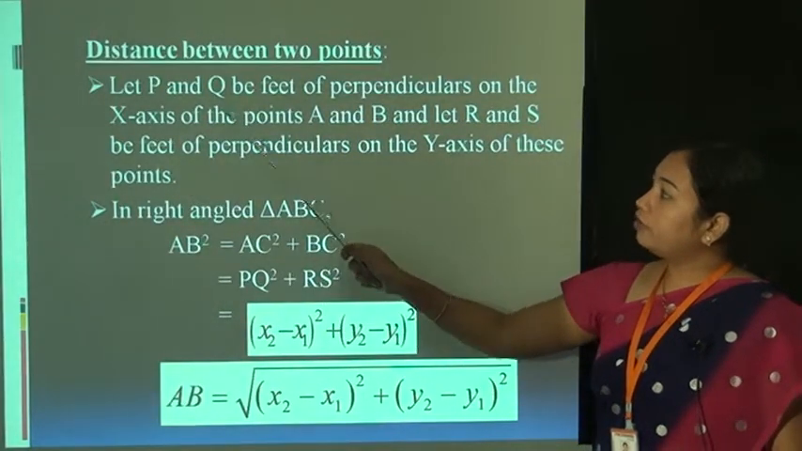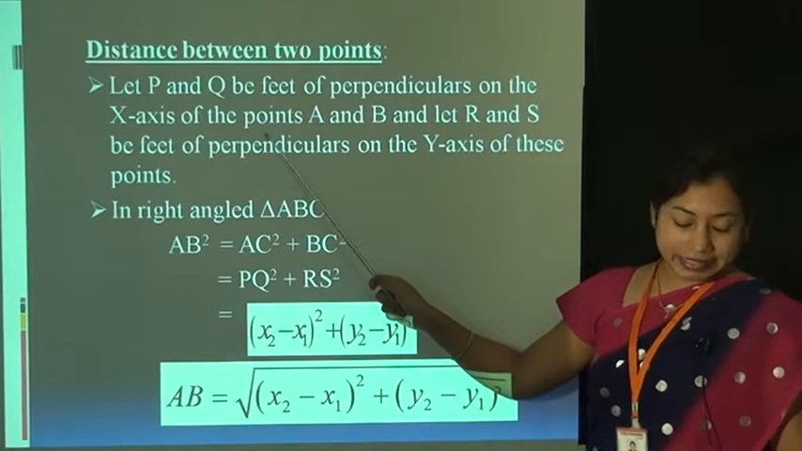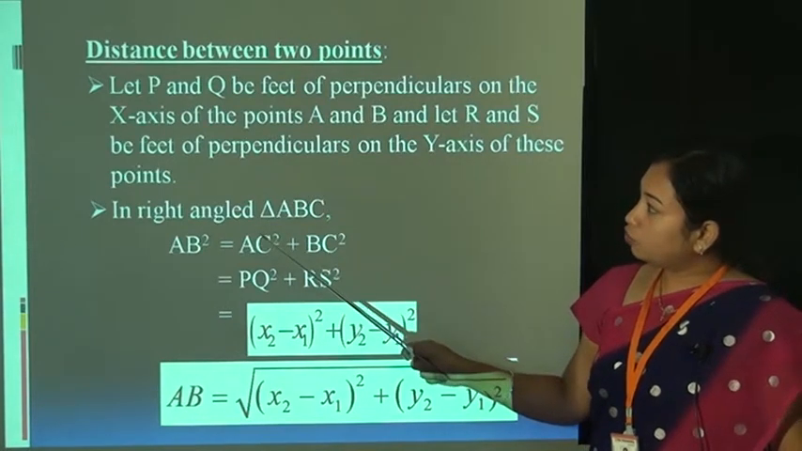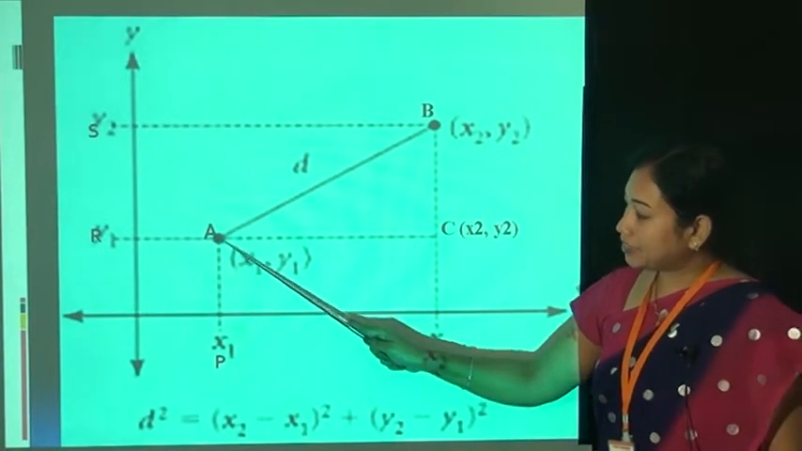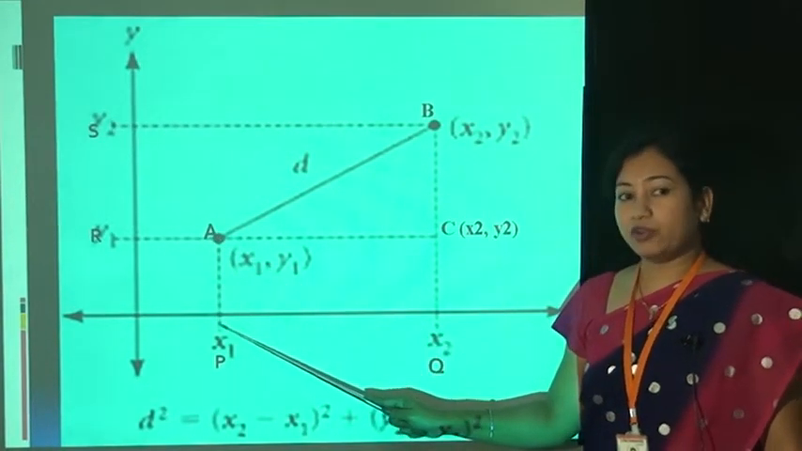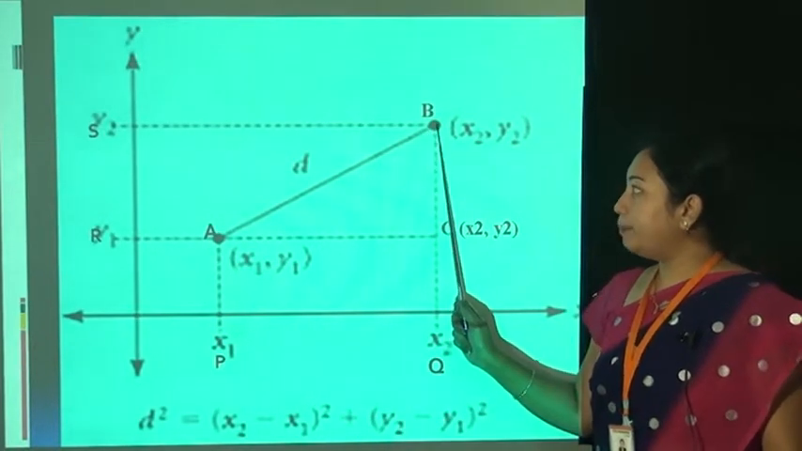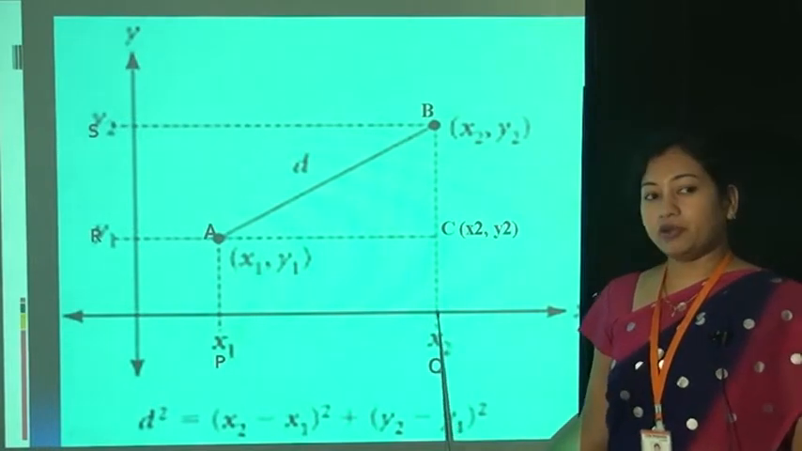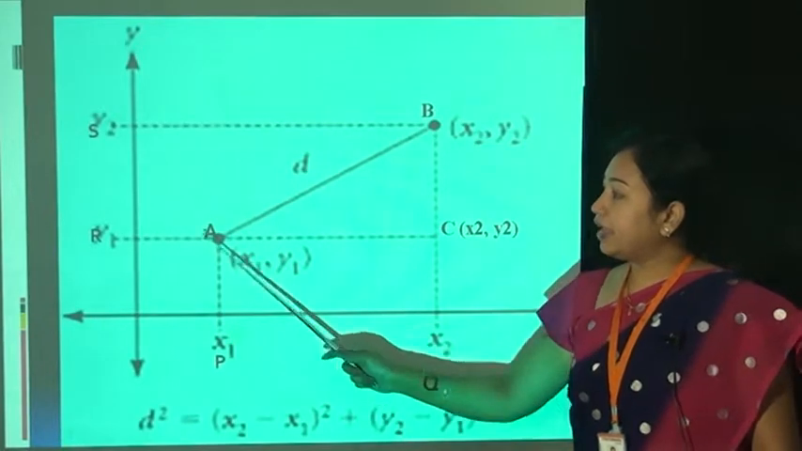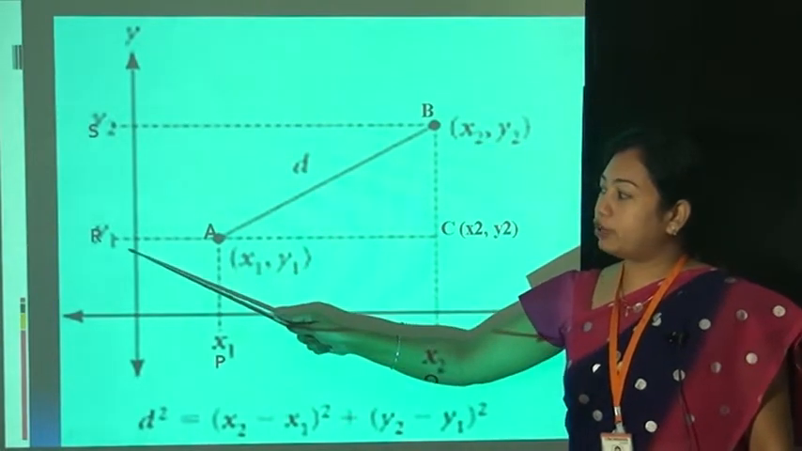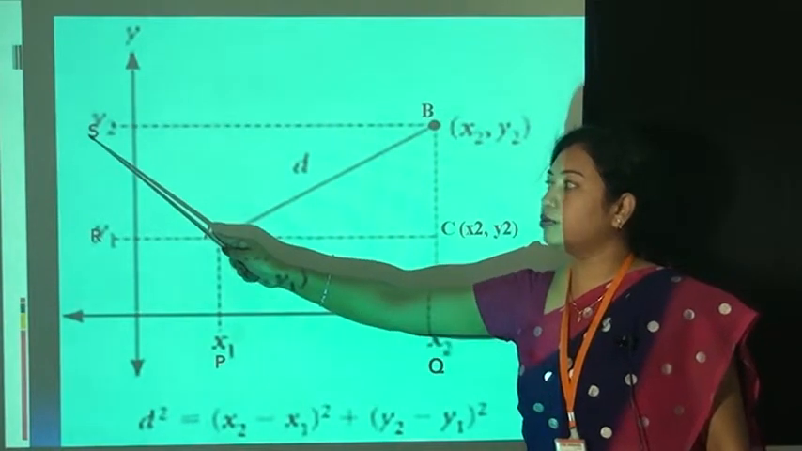Now P and Q are the feet of perpendiculars on the x-axis. That means the point where the perpendicular from point A meets the x-axis we call P, and the point where the perpendicular from point B meets the x-axis we call Q. Similarly, the perpendiculars from A and B on the y-axis we call R, and from B we call S.